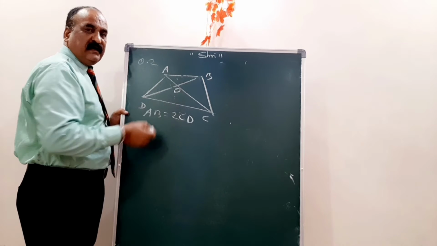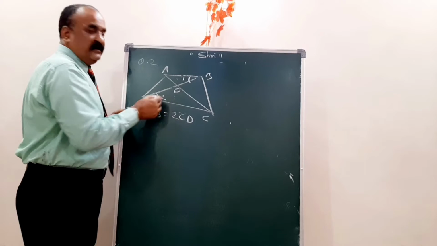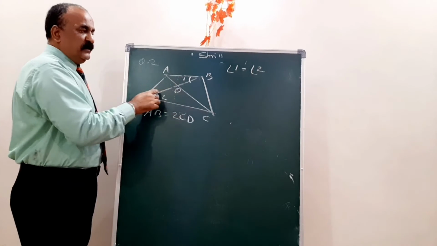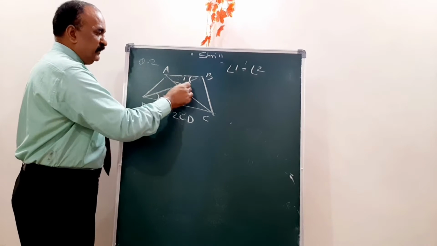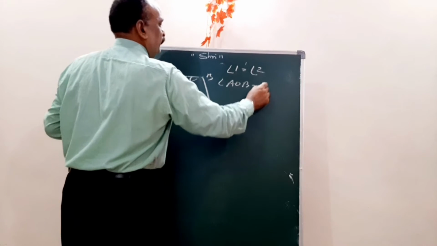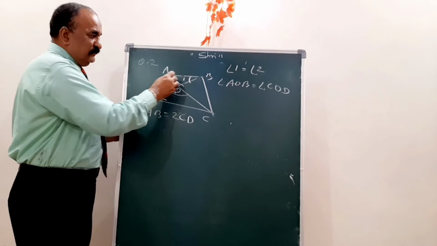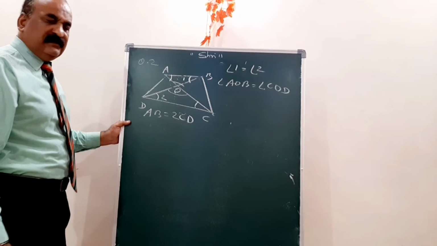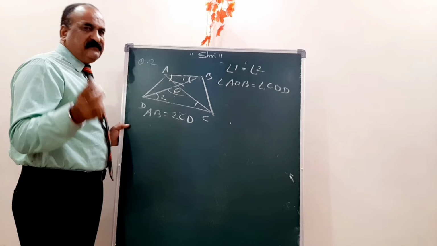How you will show these two triangles are similar? See, angle 1 is equal to angle 2. You will write angle 1 is equal to angle 2, alternate angles. This angle is equal to this angle. Angle AOB is equal to angle COD, vertically opposite angles. And this angle is also equal to this angle, this is also alternate angle. It means both the triangles are similar by the AAA similarity property.